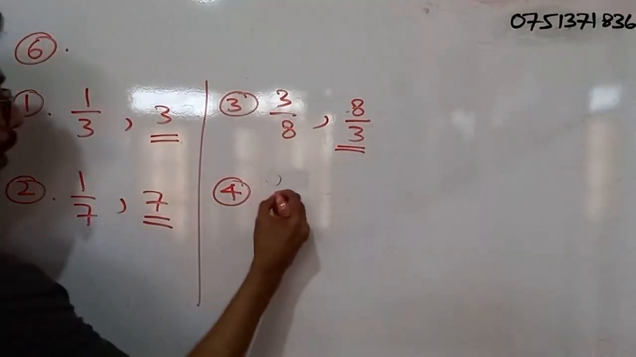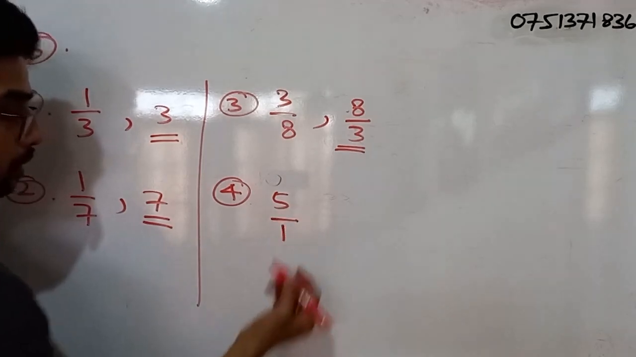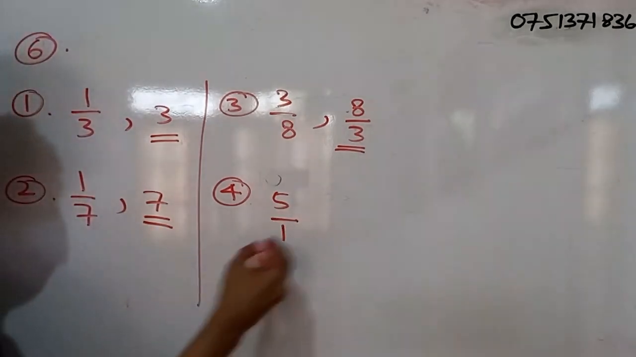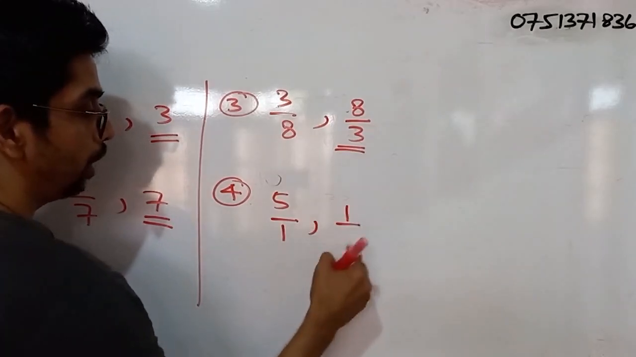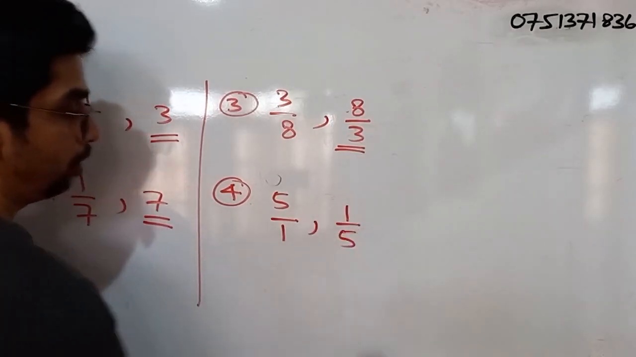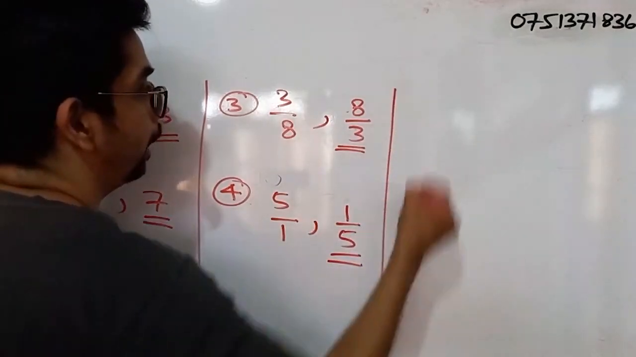The fraction is 5. So we know when we write a number, there's a 1 always beneath that number. So the reciprocal is what? We have to flip it. So the 1 becomes the numerator and 5 becomes the denominator. Right.